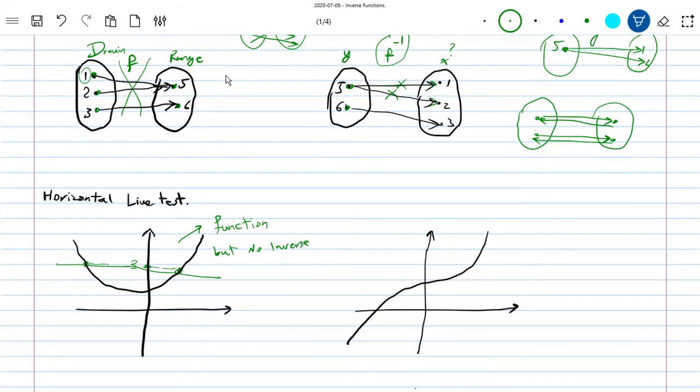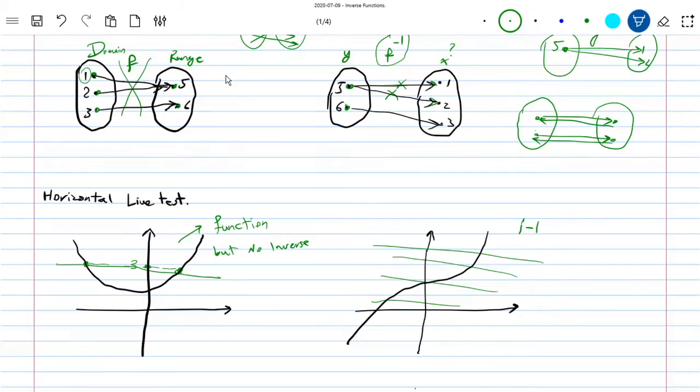Because it's not a one-to-one function. In this case, there is a horizontal line that crosses multiple times. If you look at the other example, any horizontal line that you draw crosses once. So this is a one-to-one function.